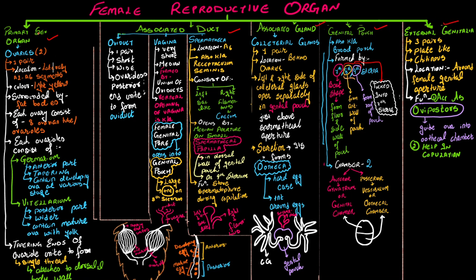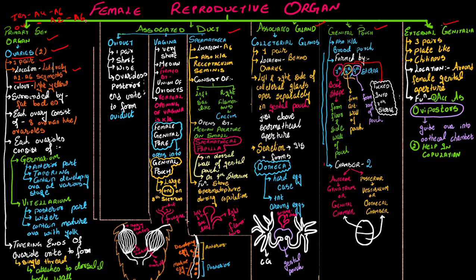When we talk about the primary sex organ, in previous class I told you primary organs are the ones which produce the gamete. So here the female gamete is being produced by the ovaries. How many ovaries are present? Two ovaries are present. That means one pair. What is the location? Laterally from segment A2 to A6. If you remember, what was it for testes? A4 to A6. Ovaries are from A2 to A6.